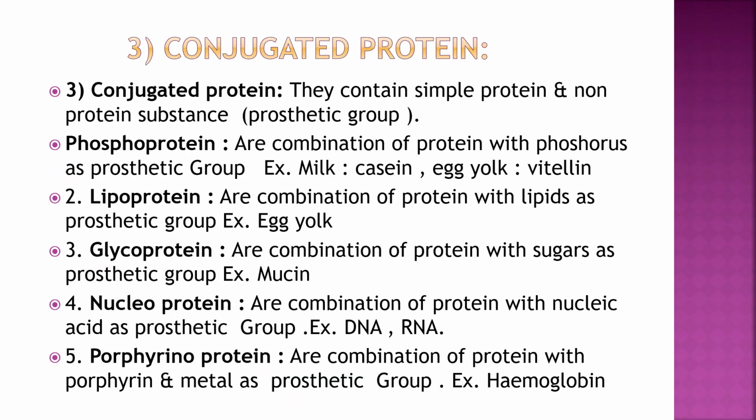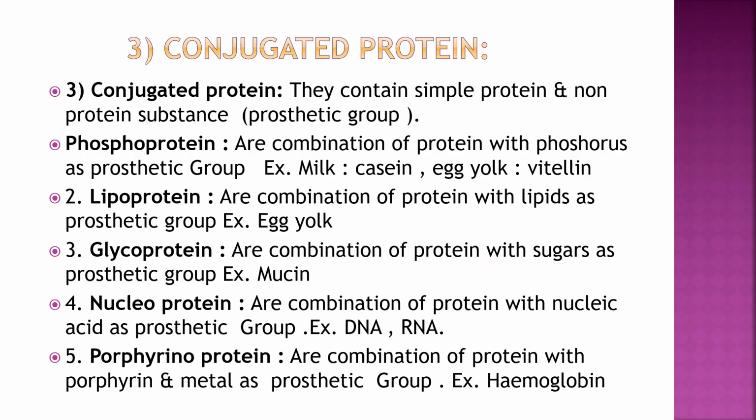The conjugated proteins are a combination of simple protein plus a non-protein substance, and that non-protein substance is called the prosthetic group. A few examples: phosphoprotein is a combination of protein plus phosphorus. Example milk, in which casein is there, or egg yolk, in which vitellin is there. Lipoprotein is a combination of protein plus lipid.